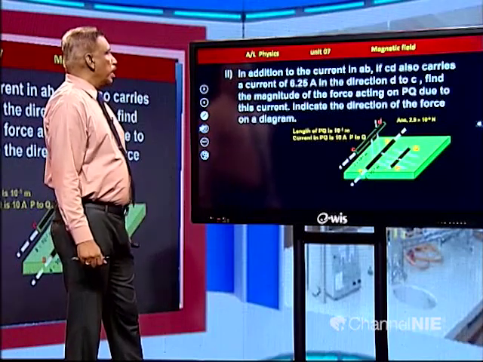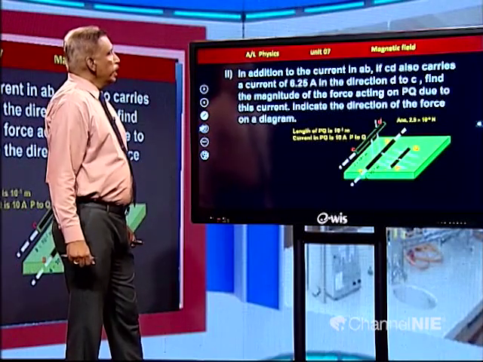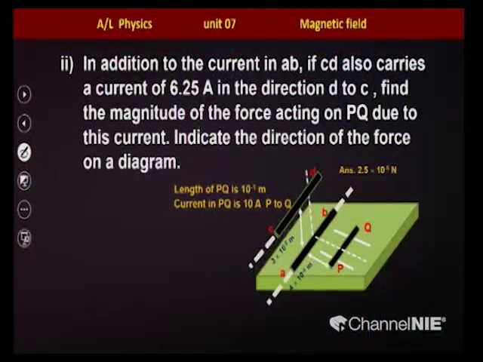Now, the second part: in addition to the current in AB, if CD also carries a current of 6.25 ampere in the direction D to C. Okay. Now, the current passes through here D to C.